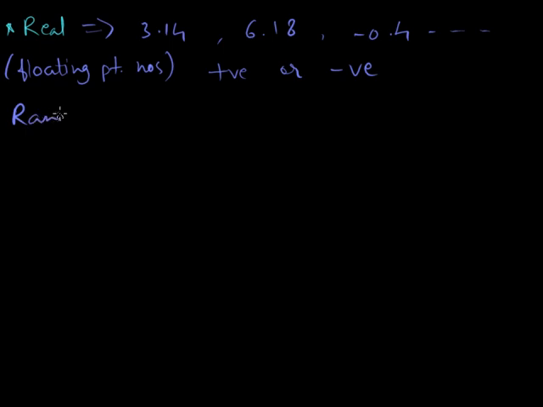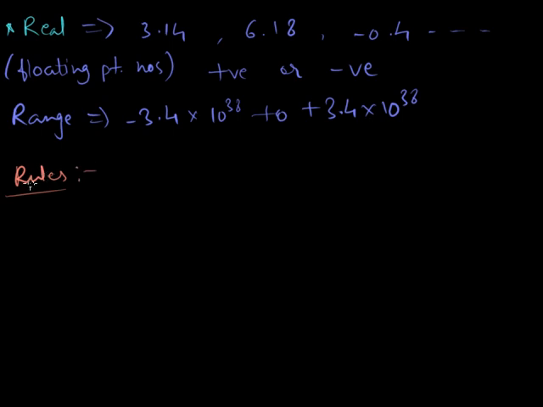And they do have a range to be followed, which varies from -3.4 into 10 raised to power 38 to +3.4 into 10 raised to power 38. So that's a huge range to represent real numbers in C language. Reals also have rules to be followed if you want to define a real number. The first rule is that it should contain at least one decimal point and at least one digit.